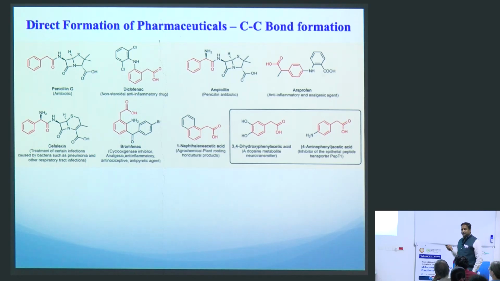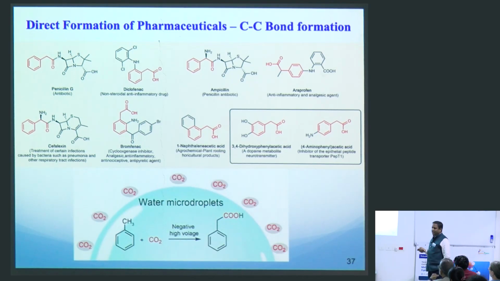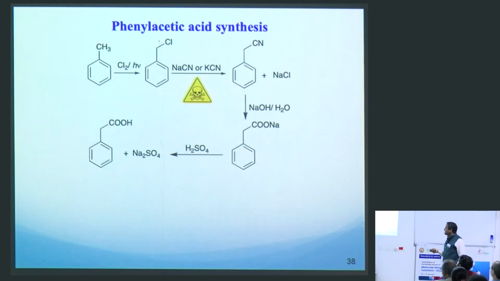They have a longer route to synthesize. But by using the microdroplet, just taking the toluene and carbon dioxide and spraying, we are able to get that phenylacetic acid. It's one of the industrial applications, where most industries are making phenylacetic acid.